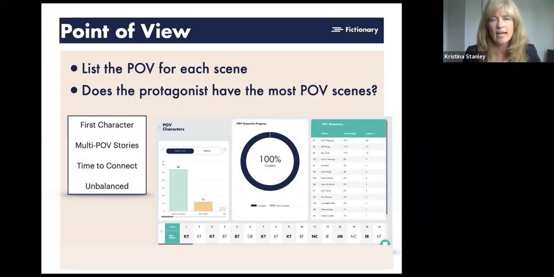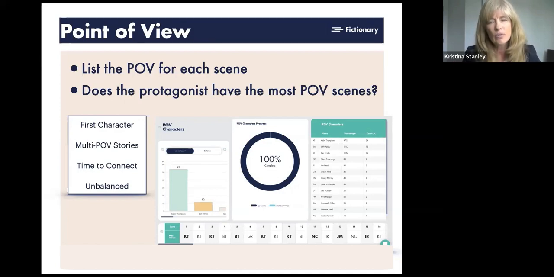You also want to look at your first scene, and is your protagonist the point of view character for that scene? Now, it's okay if it isn't. Harry Potter's a good example where he's not, but he is mentioned in the scene and it sets up the whole thing. So if you don't have your protagonist as your first point of view character, think about why, and it should be a good reason. Of course, this only applies to multi-point of view stories. If you're writing from one point of view in the I perspective, it's just that one person.